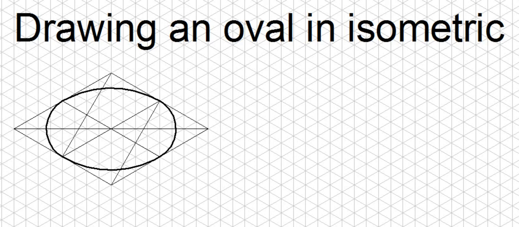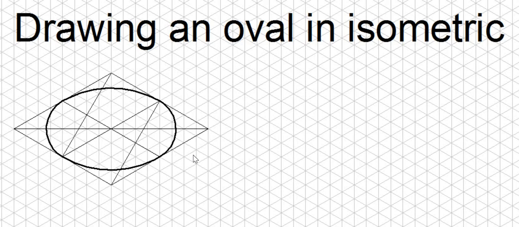Hello, so this is a drawing tutorial on how to draw an oval or an ellipse in isometric. The drawing on the left you can see there is an oval, and that's what we're going to draw on the right here. It's made up of 4 arcs, one to there, one there, one there and one there, and each one of these arcs is in fact part of a circle, okay, and you'll see in a minute.